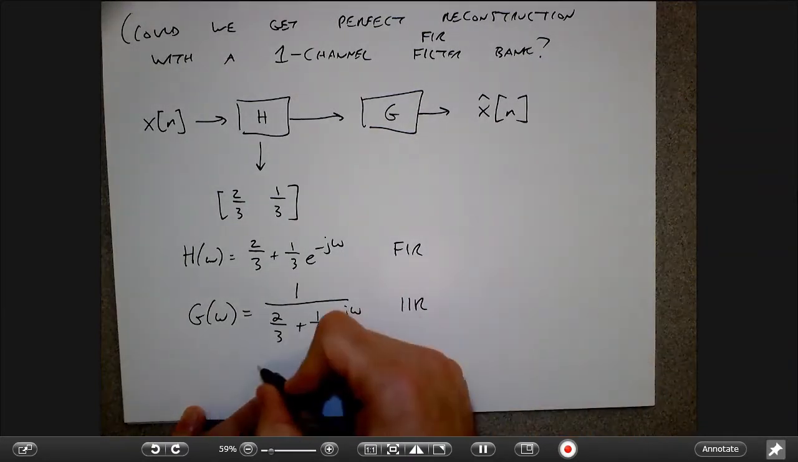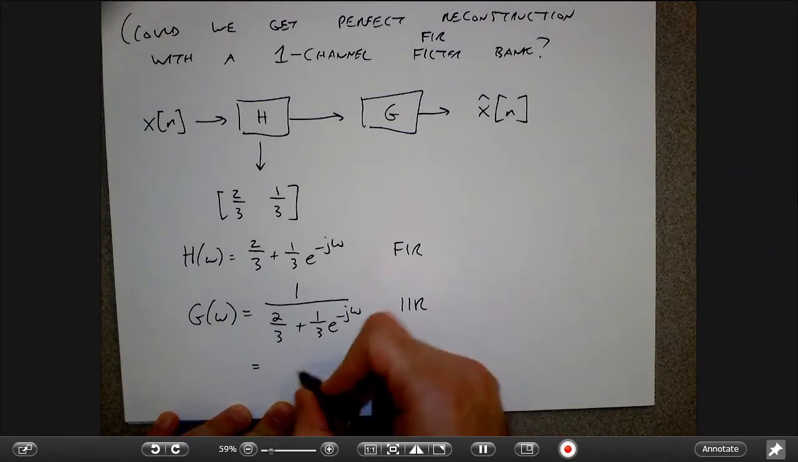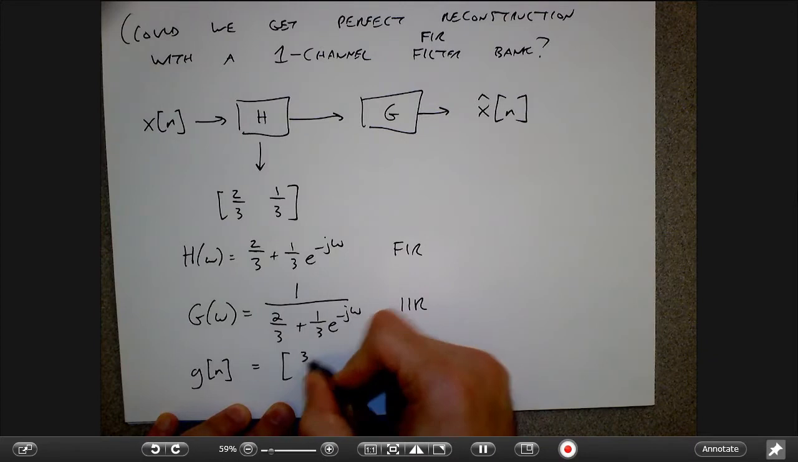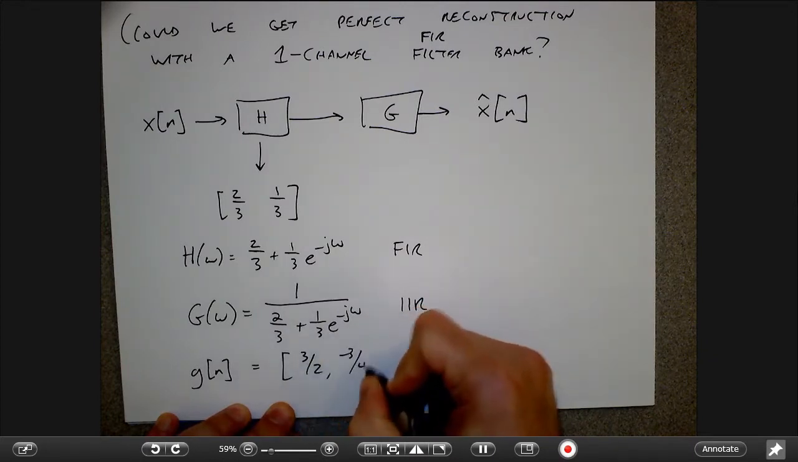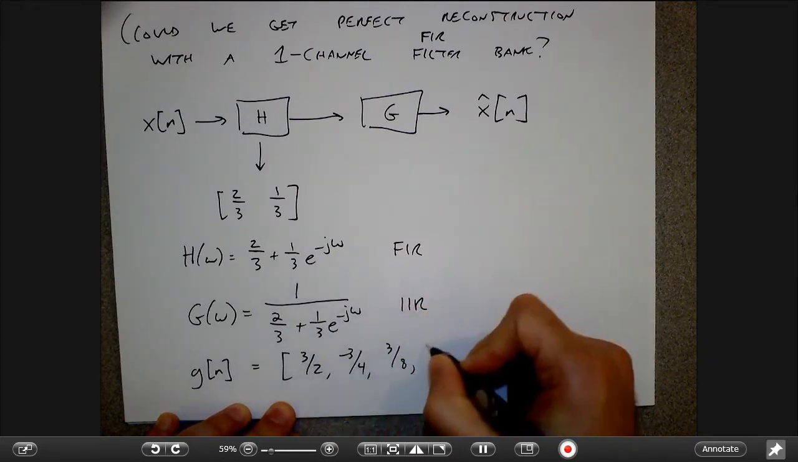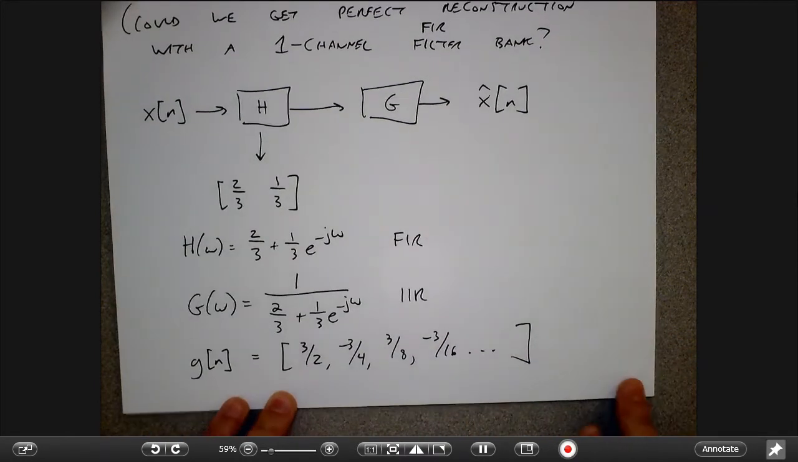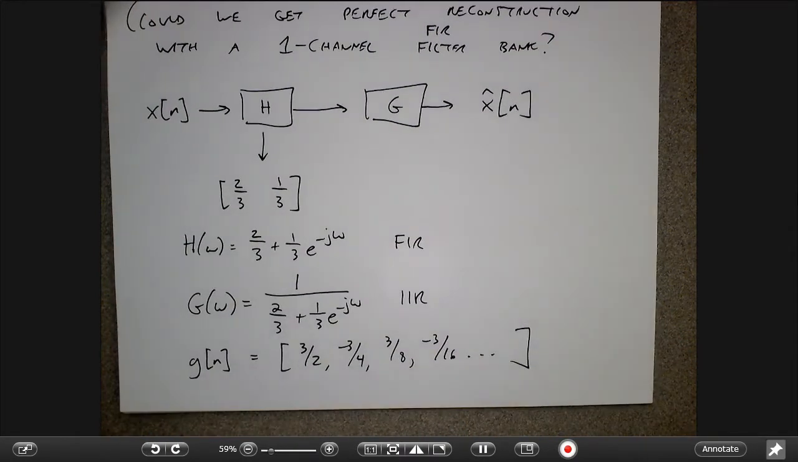So if I was to actually work out the impulse response of this, it would be an infinite series. So the problem is that in general, the inverse of an FIR filter is an IIR filter, right? So if I want all these filters to be FIR, then I can't do it with one channel, okay?